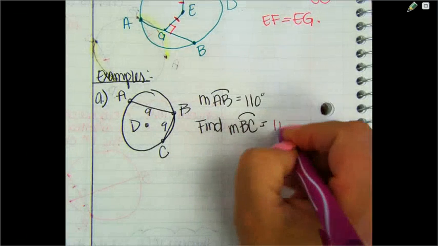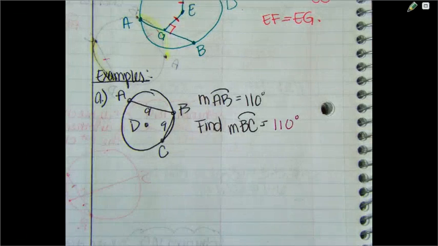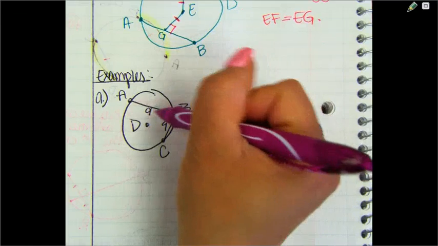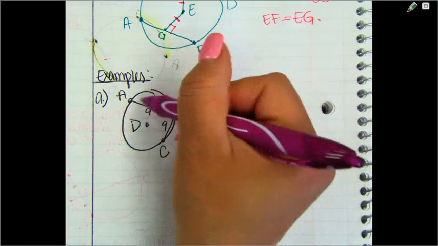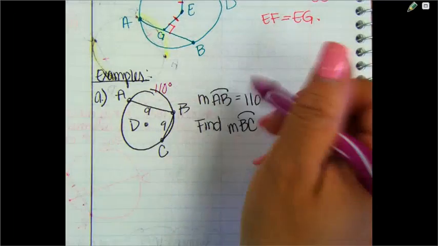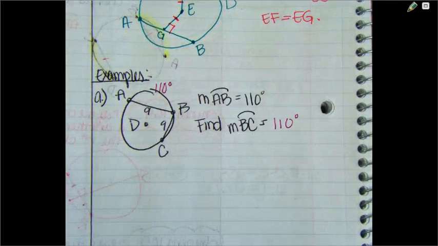110. Good job. Why? Because it's like an error. What's congruent? A, B, and B, C are congruent. These are the same. If these are the same, then these are the same. And I know this is 110, so guess what? It's also 110. Was that hard? No. Once again, is this common sense?